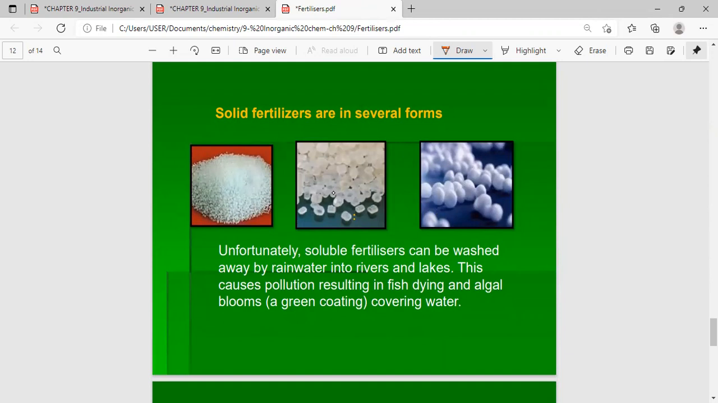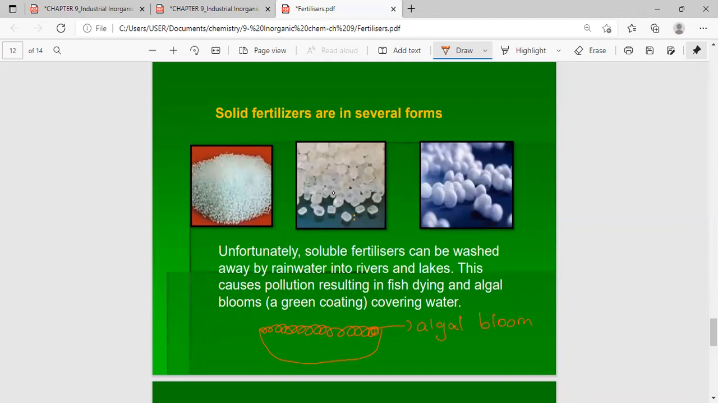Now another disadvantage of fertilizers: we learned that ammonium salts are soluble in water. So when it rains, the fertilizers will be washed away by the rainwater and end up in rivers and lakes. Because of these extra nutrients, a lot of algae will grow. If this is a river, on the surface you'll find a lot of algae growing, and this is called algal bloom.